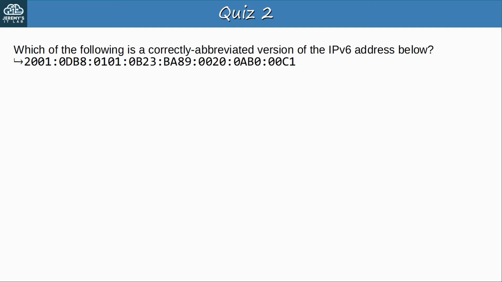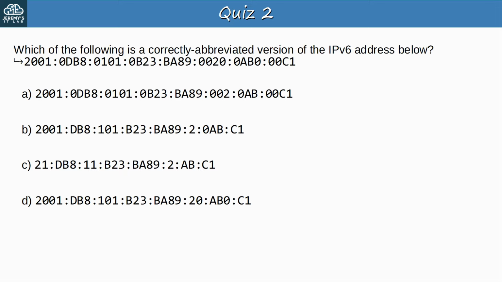Which of the following is a correctly abbreviated version of the IPv6 address below? Here are the 4 options. Pause the video now to select the correct one.